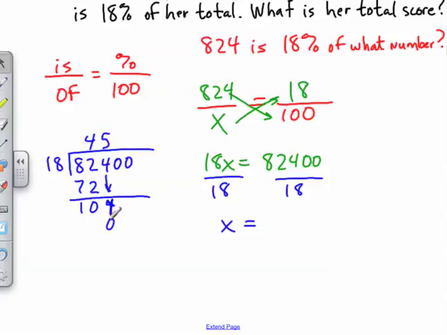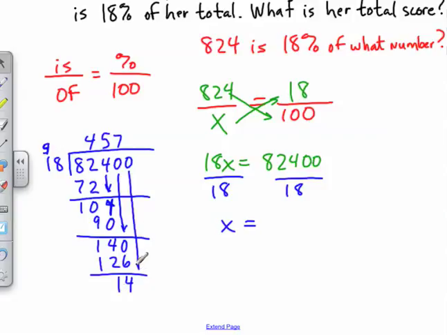5 times 8 is 40. Carry my 4. It's going to give me 90. And when I subtract, I get 14. Bring down the 0. Okay, 18 goes into 140. I think it's 7 times. 7 times 8 is 56. Carry my 5. 7 times 1 is 7, and 5 is 12. Subtract. Uh-oh, looks like I've got myself a repeating number here. 7 again, 126, and I'm left with 14.